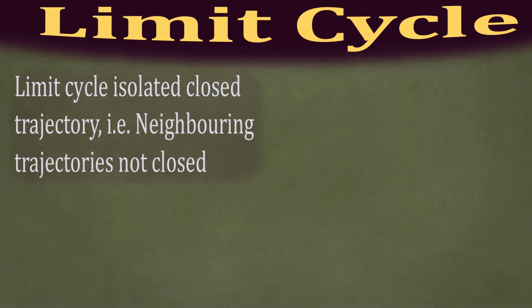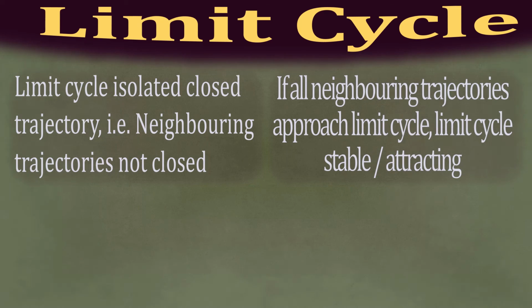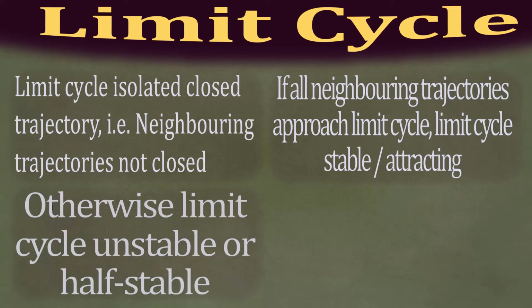Now, let's define a limit cycle. A limit cycle is an isolated closed trajectory, i.e. the neighboring trajectories are not closed. If all neighboring trajectories approach it, the limit cycle is stable or attracting. Otherwise, the limit cycle is unstable, or sometimes half stable.